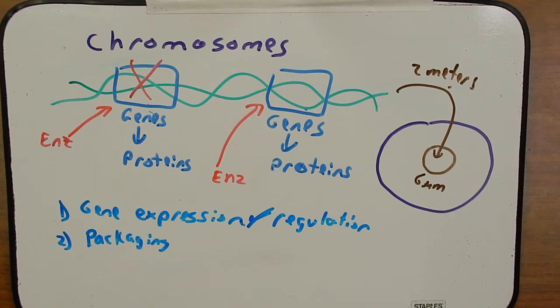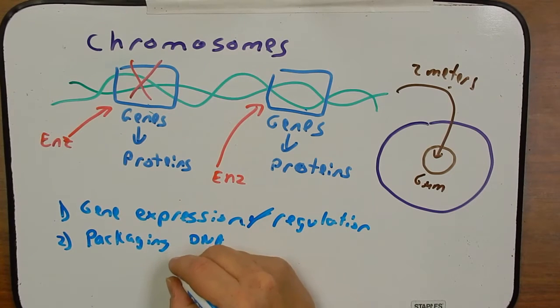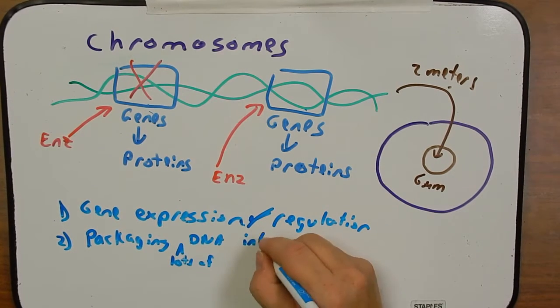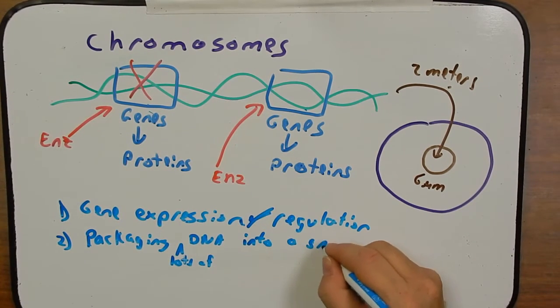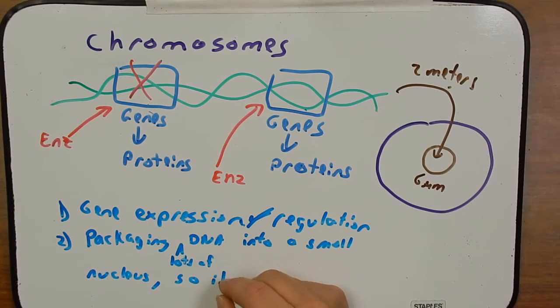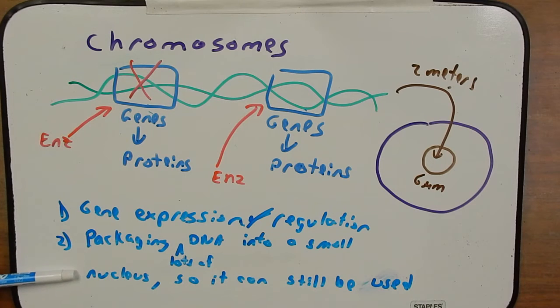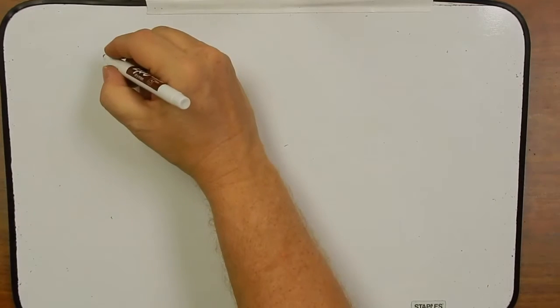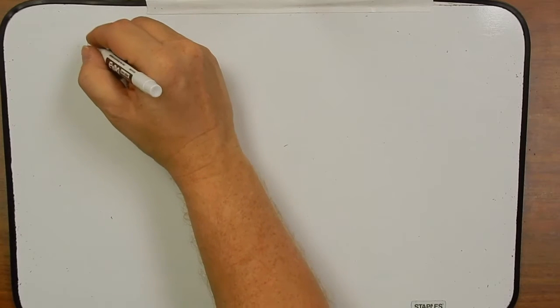So here I want to write packaging DNA. Let me put lots of DNA into a small nucleus so it can still be used. Let's spend a little time talking about how it accomplishes this feat. And before we get started with that, I think it's appropriate to talk about when we need to have it packaged up into a very discrete chromosome and when we don't need it as tightly packaged. It always has to be somewhat packaged.